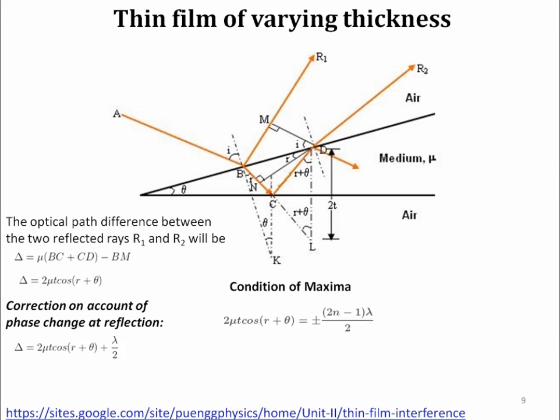And what will be the condition for maxima? That's the condition for maxima. You can easily obtain this. And the condition for minima, accordingly you can obtain, will be this. This is also known as a wedge shaped film. So this has a wedge angle theta, which is also appearing here. What is r? r is this angle of refraction, which can be obtained from Snell's law. We are not going into details of that.